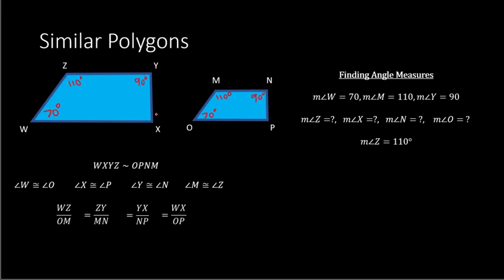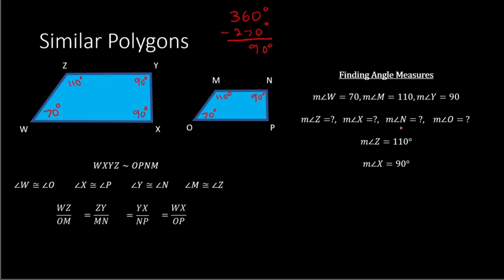Angle X, we can find that. We don't know angle X or P, but we do know that a quadrilateral has 360 degrees total. Right now we have 70 plus 110, that's 180. 180 plus 90 is 270. We have 270 degrees used up right now. So the remaining angle you can find by subtracting the two numbers. That gives me 90 degrees. So angle X would be 90 degrees. So we found that one.